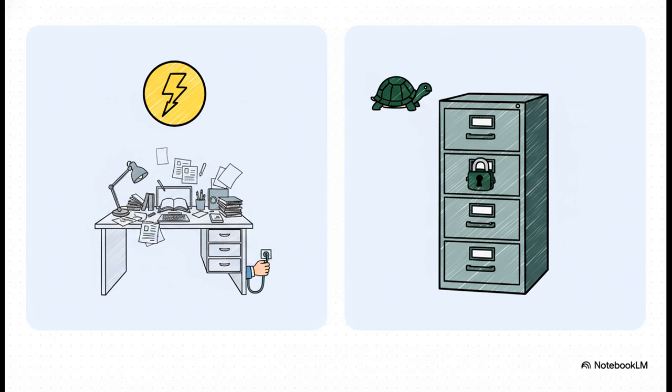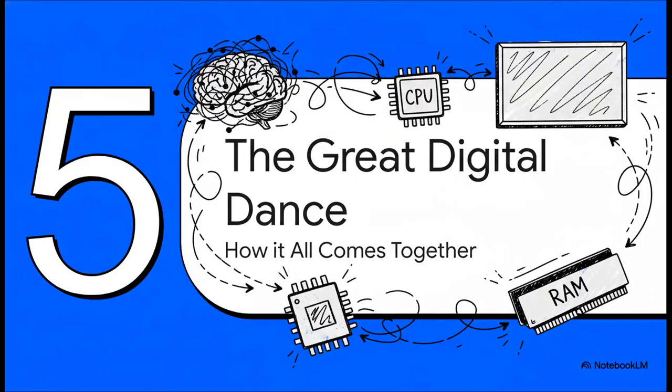And this brings us to a really, really important difference. RAM is like your messy, active desktop. It's lightning fast, but it's temporary. The second the power goes off, everything on it gets wiped clean. It's volatile. Your hard drive, on the other hand, that's your filing cabinet. It's a bit slower to access, sure, but it's where everything is stored safely and permanently. It's non-volatile. So let's recap. We have the brain, the CPU, and we have its workspace, RAM.